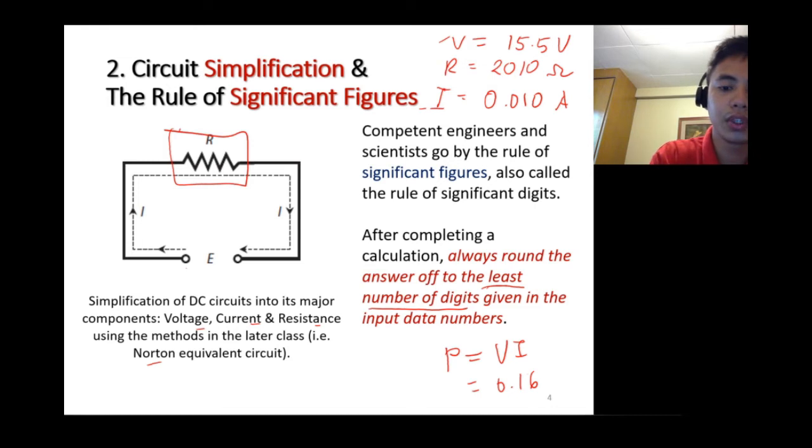Later we will know this formula, I squared R. Still the answer should be in two significant figures, because you're involving I. Now, if you're using voltage and resistor, we will learn that formula later. Then we have three, and the least is three significant figures, which is the voltage. So the answer should be somewhere.